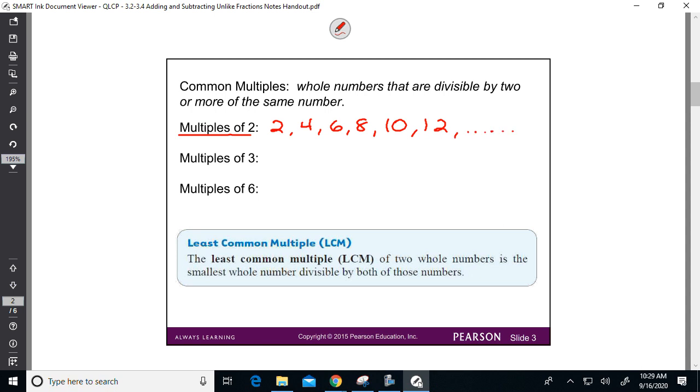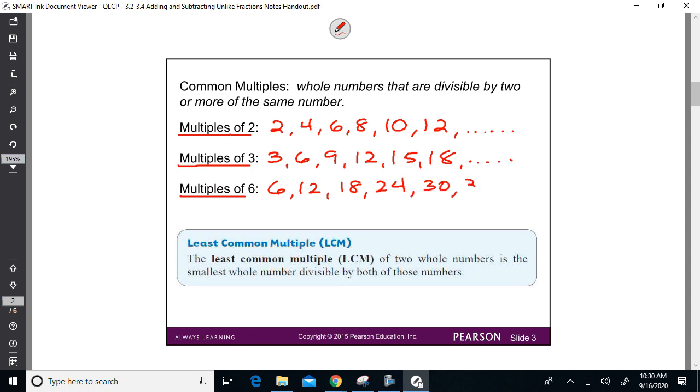2 times 1 is 2. 2 times 2 is 4. 2 times 3 is 6. 2 times 4 is 8. 2 times 5 is 10. And you keep going. Those are multiples. Multiples of 3: 3, 6, 9, 12, 15, 18. Multiples of 6: 6, 12, 18, 24, 30, 36.